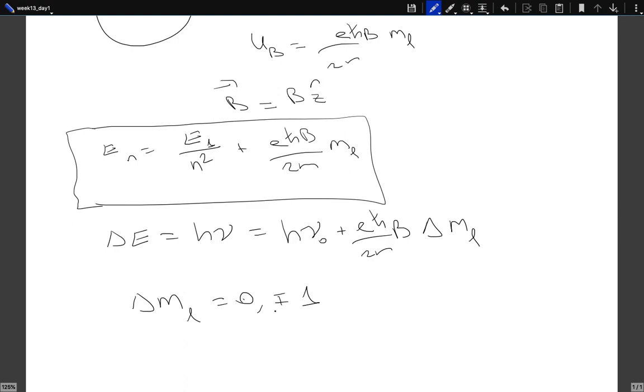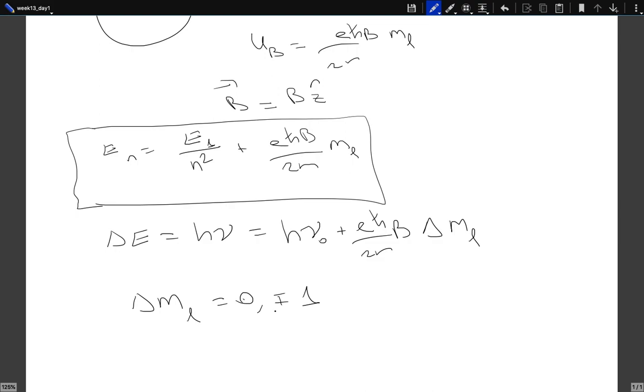So before, in the absence of a magnetic field, we saw one line. Now in the presence of the magnetic field, that line basically splits into 3. So we should have 3 closely spaced lines in the spectrum.